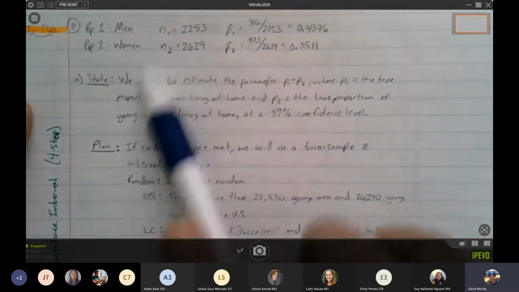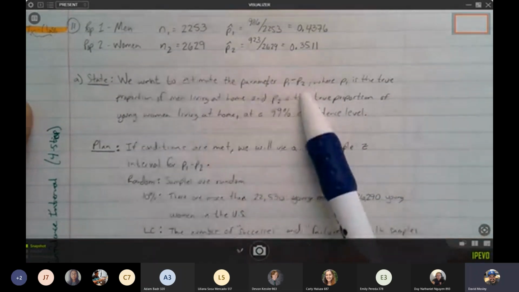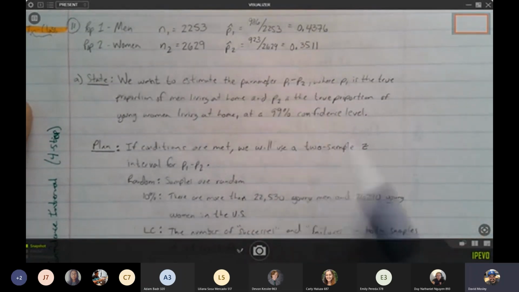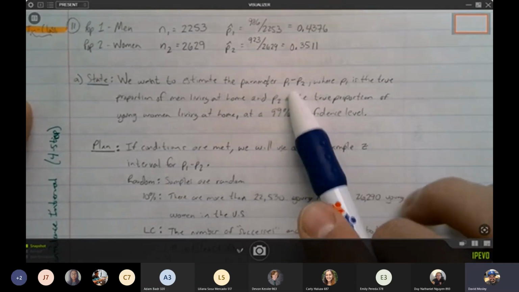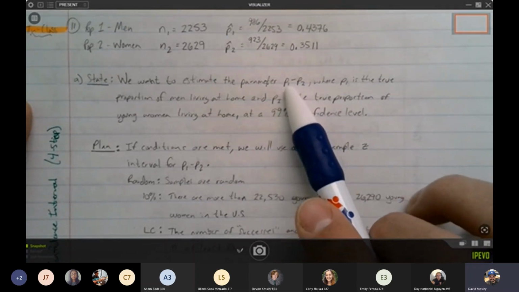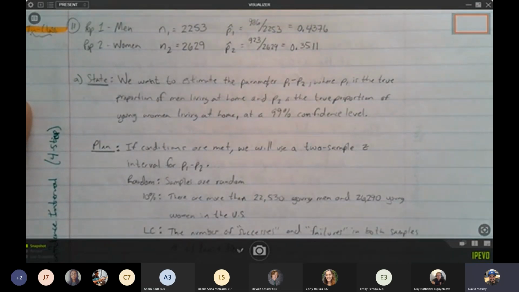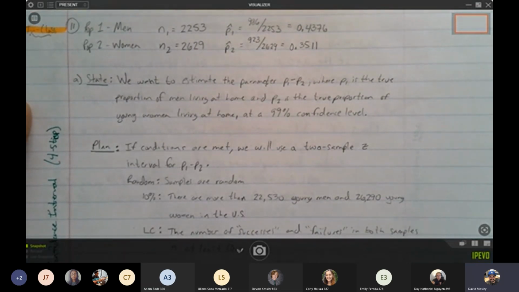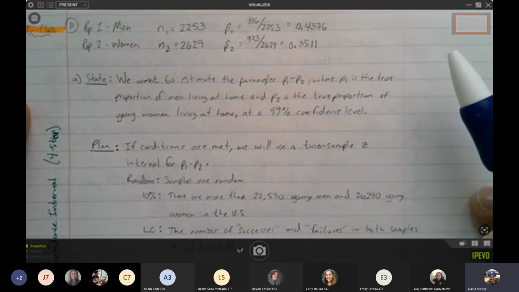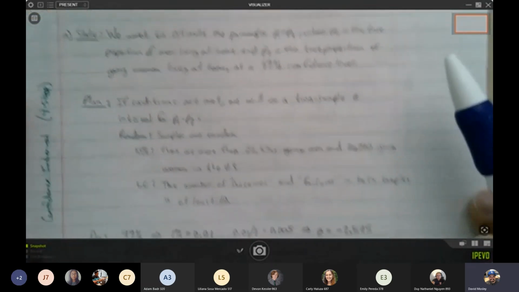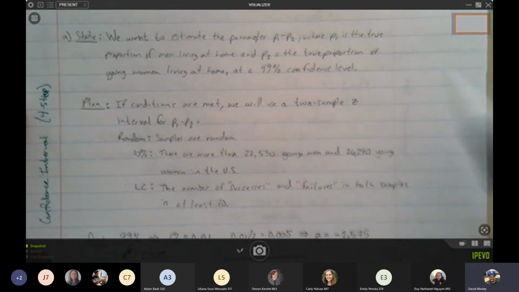You could have also worded it as we want to estimate the true difference in the proportion of young men and young women living at home. But writing it this way allows me to show the parameter and define the terms that I'm going to use, which we need to have done in order to use them later. We then move on to our planning step.